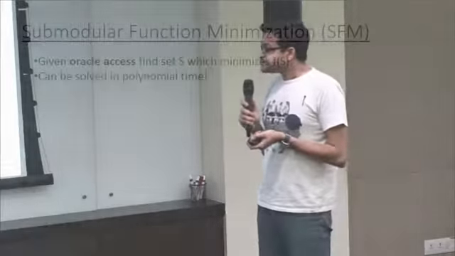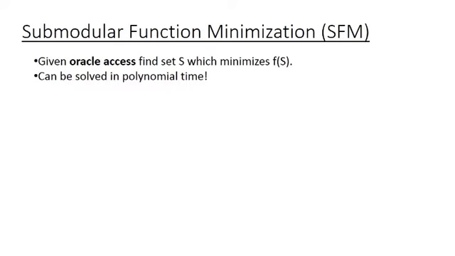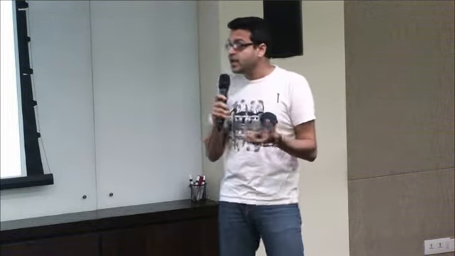Okay. So what's the problem that I'm going to look at? I'm going to look at the following optimization problem. I have this function given to me as an oracle. I take a subset and it tells me the value. There are 2 to the n possibilities, and I want to find the set which has the minimum function value. And the amazing thing is that this can actually be solved in polynomial time, polynomial in n. Although there are 2 to the n different subsets, I can do this in polynomial time.